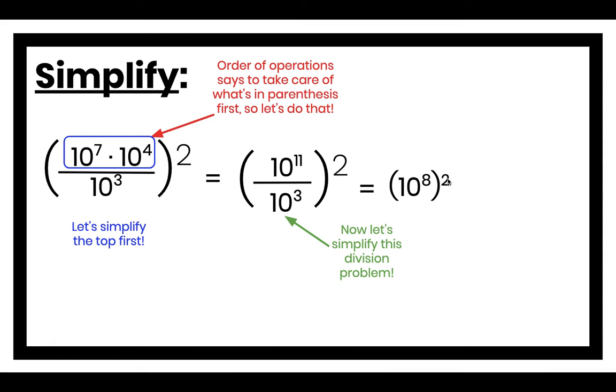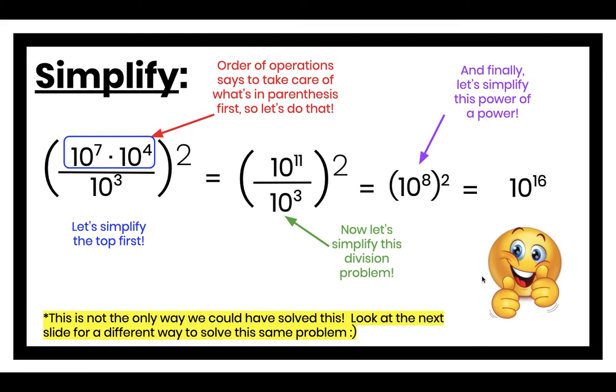And we still have this squared outside our parentheses. Now we just have a power to a power. And what we do here, we keep the base the same, we multiply our exponents. So it's 10 to the 8 times 2 is 16, so 10 to the 16th power. All right. So this is not the only way you could solve this, so let's look at the next one.